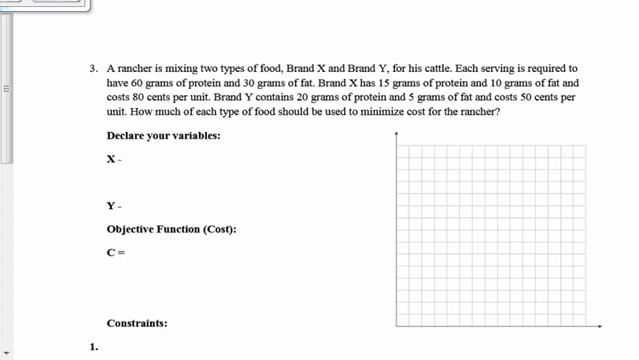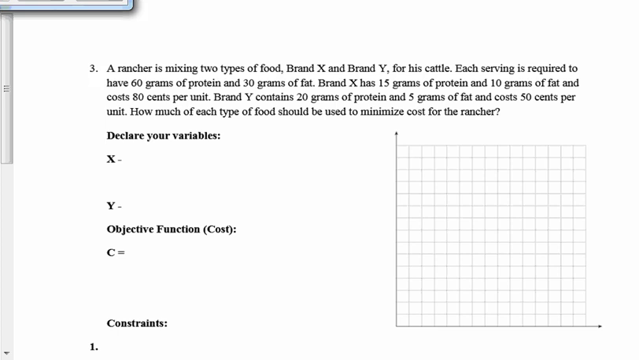All right, let's move on to the third and final one from the notes. Okay, it says a rancher is mixing two types of food, brand X and brand Y, for his cattle. Each serving is required to have 60 grams of protein and 30 grams of fat. Brand X has 15 grams of protein and 10 grams of fat and costs 80 cents per unit. Brand Y contains 20 grams of protein and 5 grams of fat and costs 50 cents per unit. How much of each type of food should be used to minimize the cost for the rancher?